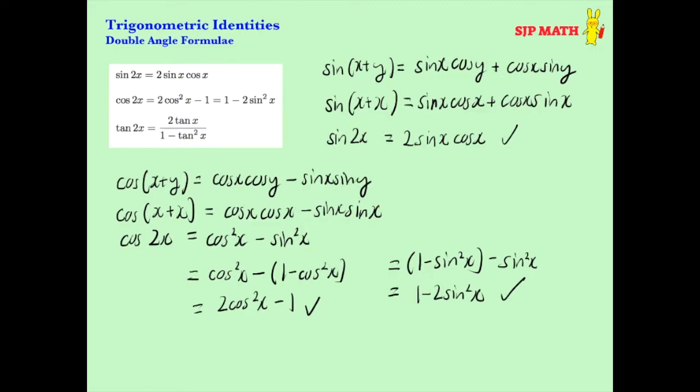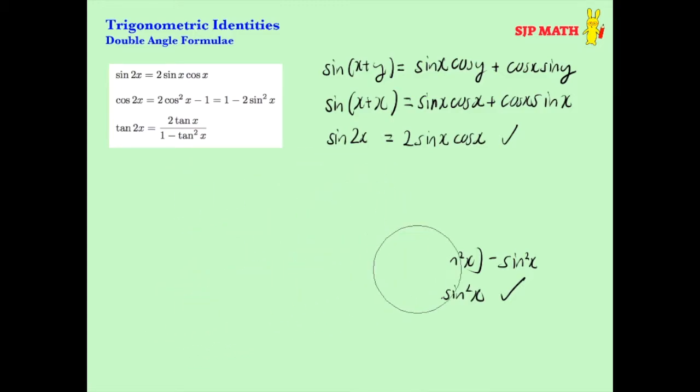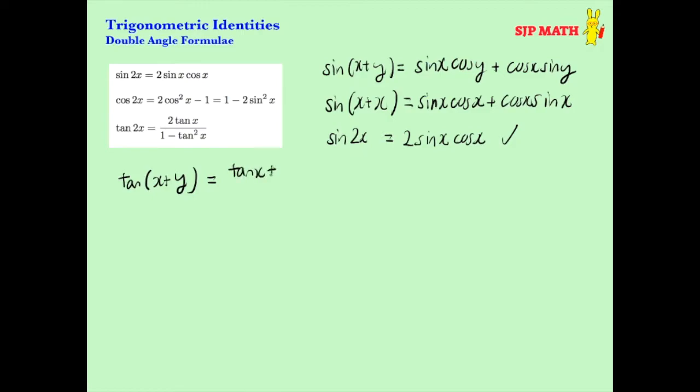So let's erase this now, and we're going to prove the double angle formula for tangent. Firstly, the compound angle formula for tangent of x plus y is equal to, let's recap our memory, tangent x plus tangent y over 1 minus tangent x tangent y.